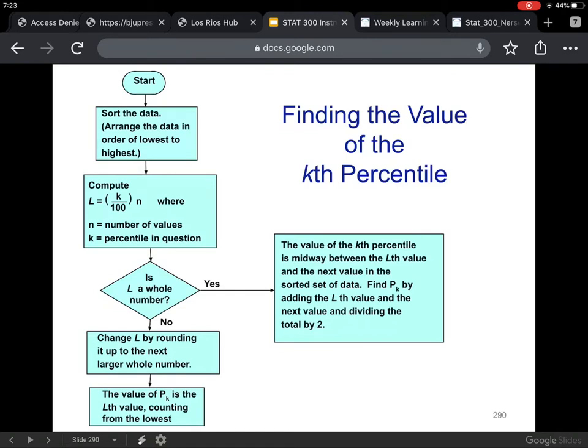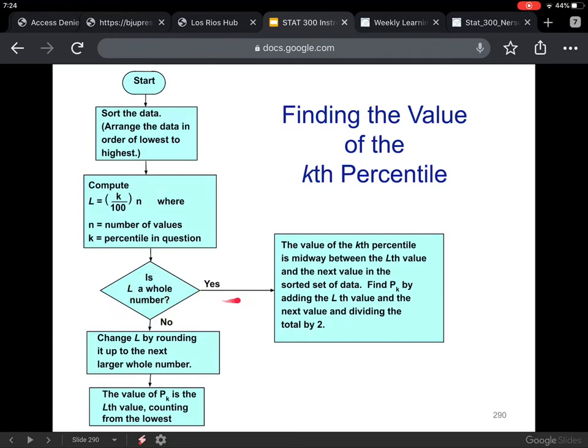And here's a little diagram to go about it. So it's very straightforward except for one slight change. The first thing you do is to sort the data, arrange it from least to greatest. Then compute L is equal to K over 100 times N, where N is the number of values and K is the percentile in question. And then the question is, the location L, is it a whole number?